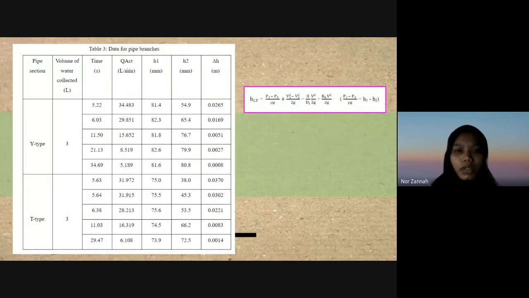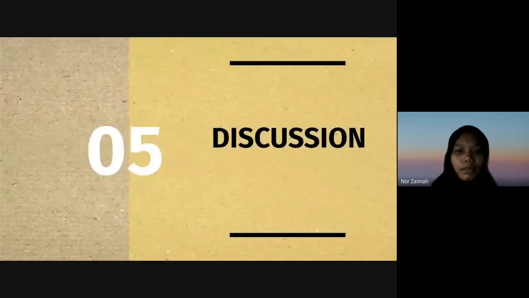How to determine Q actual and data H is the same, and the explanation goes the same way. After that, all the data from table 1, table 2, and table 3 will be used in this equation to determine the total heat loss. Okay, next I will pass to Al-Azim.